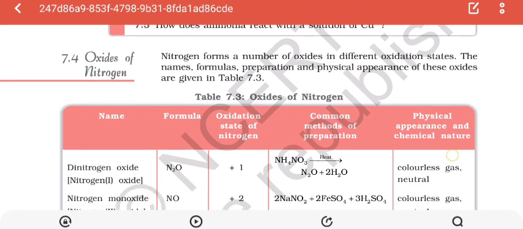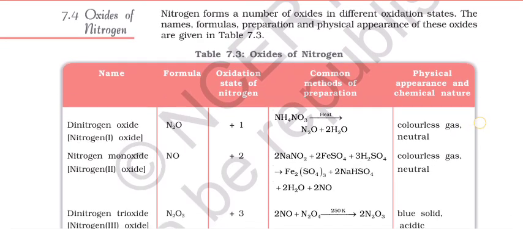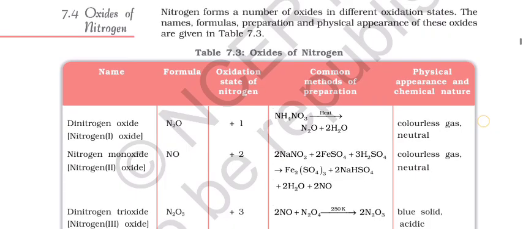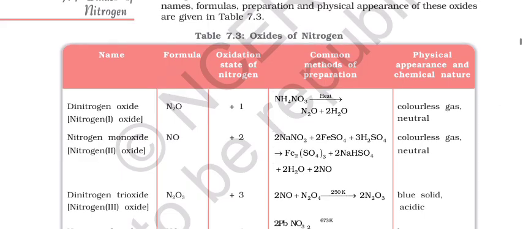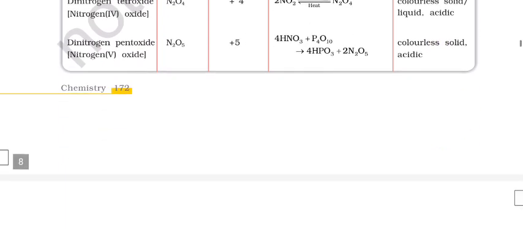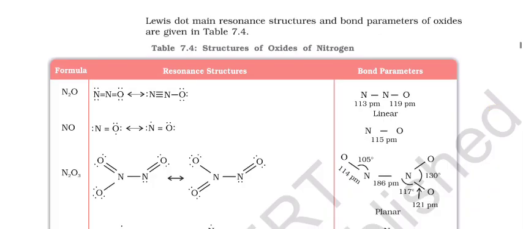Oxides of nitrogen. Nitrogen forms a number of oxides in different oxidation states. The names, formulas, preparation and physical appearance of these oxides are given in table 7.3. Lewis dot structures, resonance structures and bond parameters of the oxides are given in table 7.4.